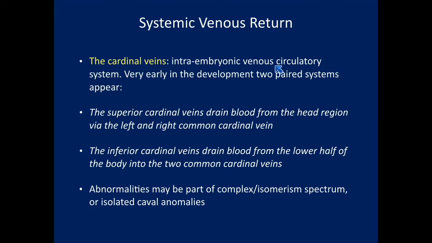So the intraembryonic venous circulatory system, like we said, is paired. We talk about cardinal veins as being SVC and IVC, superior and inferior cardinal veins. So looking at the configuration of those two vessels is helpful to understanding venous abnormalities. And again, they may be isolated as part of caval abnormalities or bigger spectrums like heterotaxy.